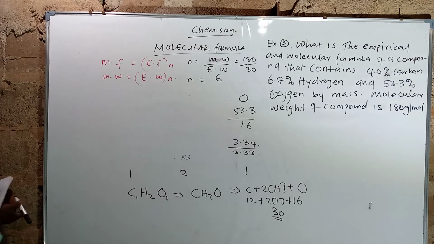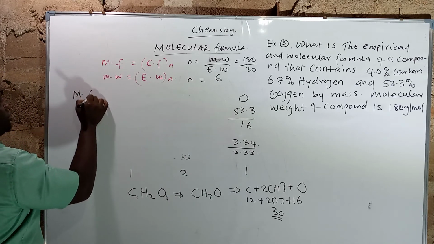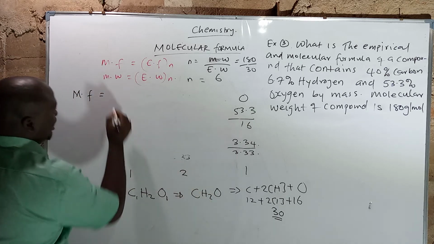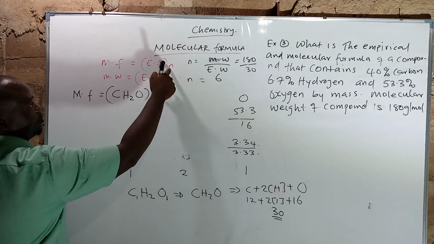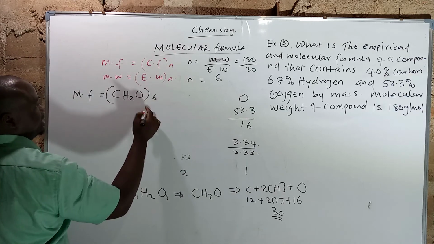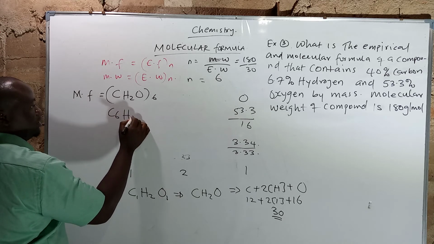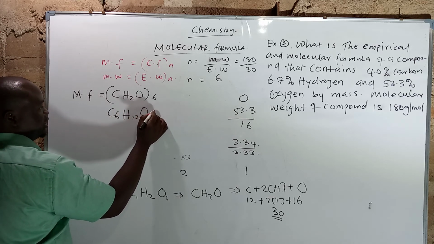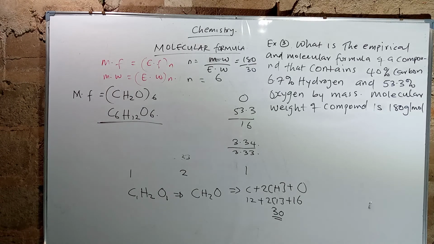Remember, we said the molecular formula is the empirical formula times N. Therefore, the molecular formula is, what's the empirical formula? Empirical formula is CH2O, right? What's your N? Your N is 6. Multiply everything out. So you have C6H12O6. That is the molecular formula. Of course, you know what that is. That is carbohydrate, right? Glucose.